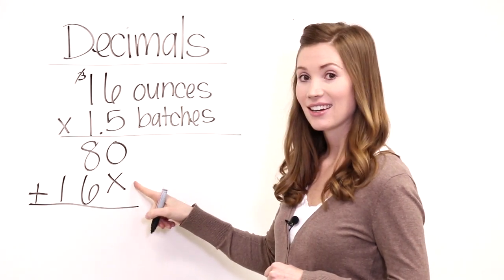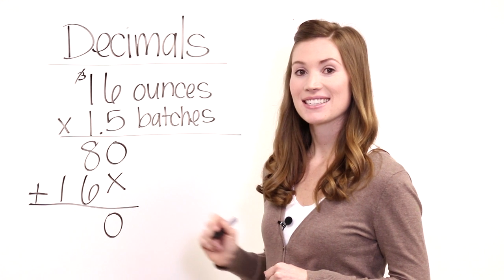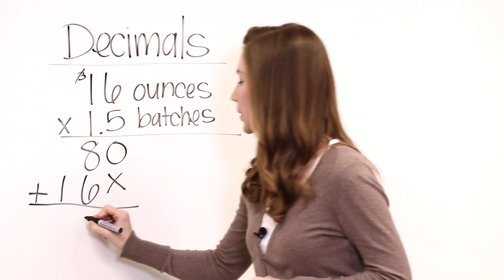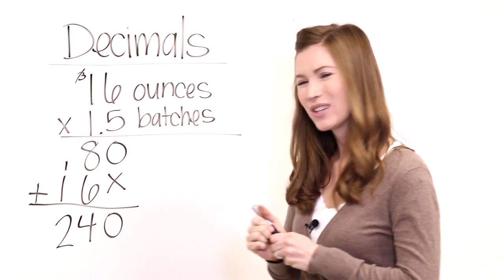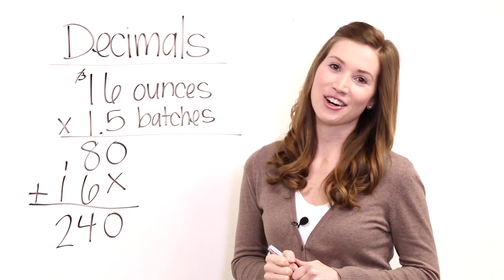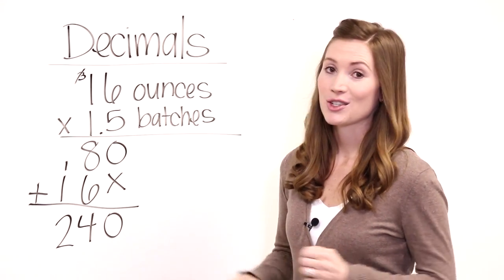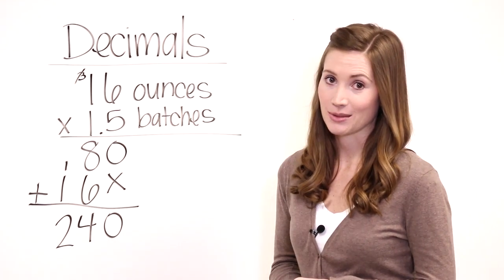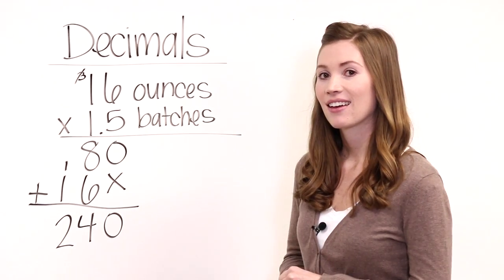0 plus nothing is 0. 8 plus 6 is 14. We write the 4 and carry the 1, and 1 plus 1 is 2. Now, what's that last step we need to do? Oh yeah, account for our decimals. So in 16 ounces, there's no numbers to the right of our decimal. What about in 1 and 5/10?